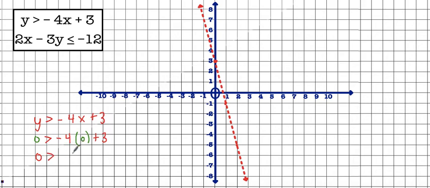So -4 times 0 is 0 plus 3. So 0 is greater than 3, which we know is not true. So we're not going to shade to the left of this line. We're going to shade to the right.